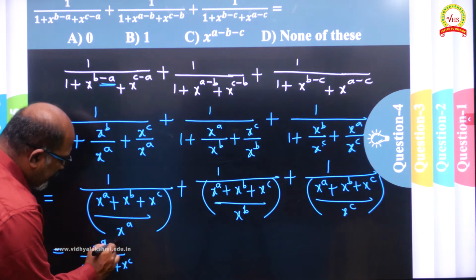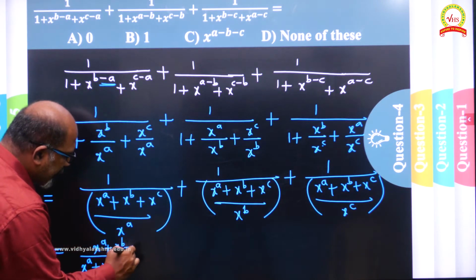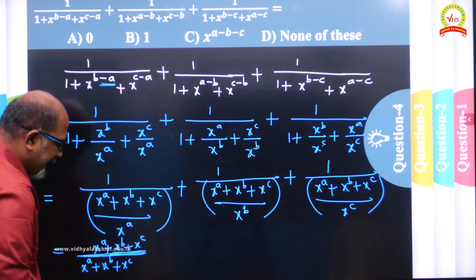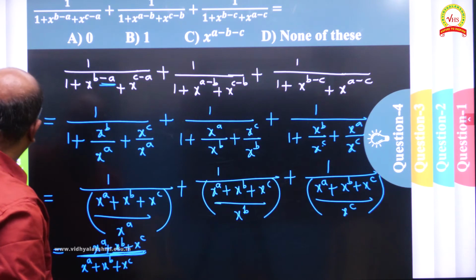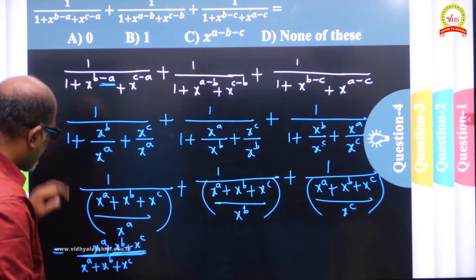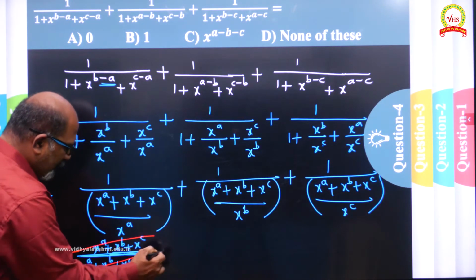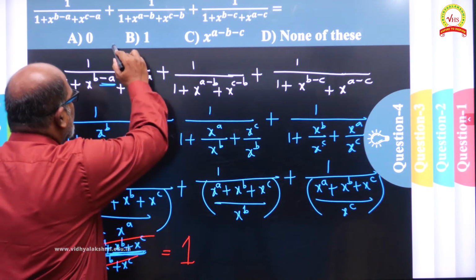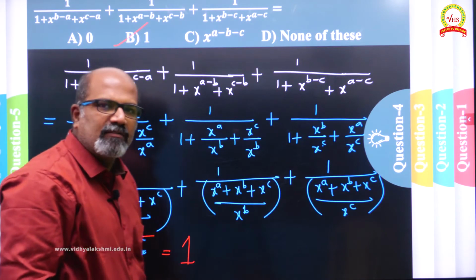So x power a plus x power b plus x power c I will be having, by adding the numerators. So also here I can make cancellation. So after making cancellation, the answer we are getting is 1, and it is actually option B. Option B is the correct answer for this question.